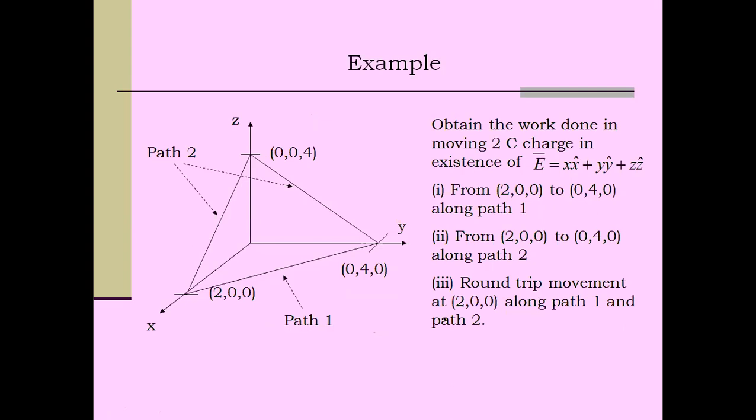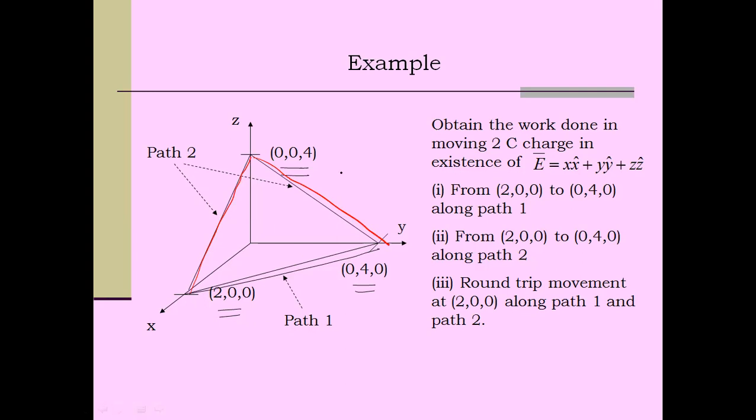Okay, so let's have a look at this example here. We have a path connecting 3 points: a point of (2,0,0), a point of (0,4,0), and a point of (0,0,4). Path number 1 is from (2,0,0) to (0,4,0). Then we have path number 2, which goes from (2,0,0) to (0,0,4), and from (0,0,4) back to (0,4,0). So we have path number 1 and path number 2.